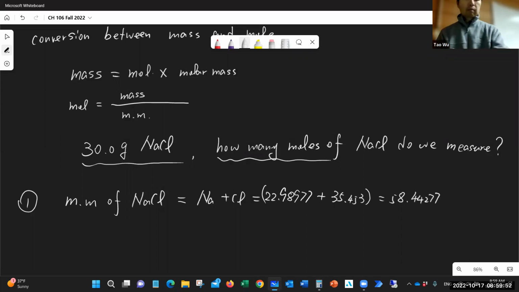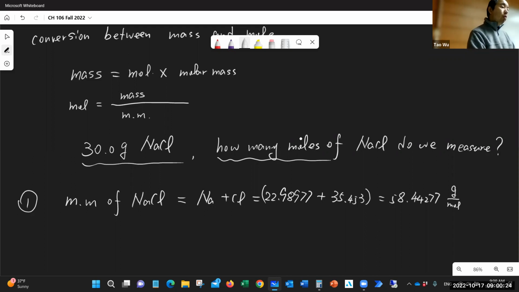58.44277. And that is the unit. Again, the molar mass of the unit. What is the unit for molar mass? Gram per mole. That is the molar mass unit, gram per mole. That means 1 mole of sodium chloride should have that many grams.